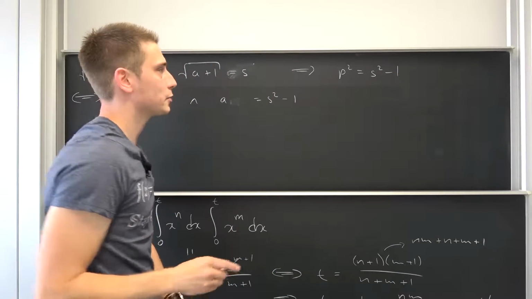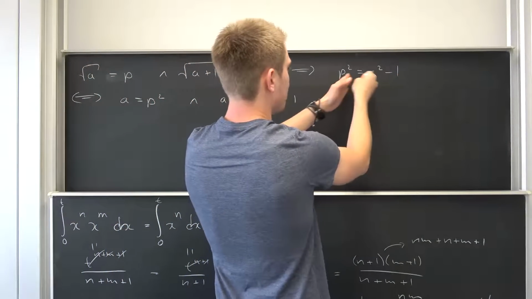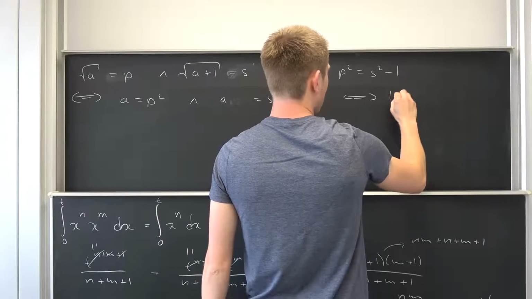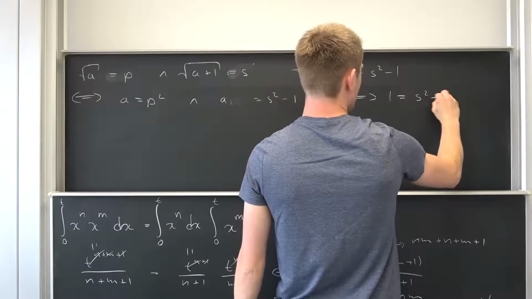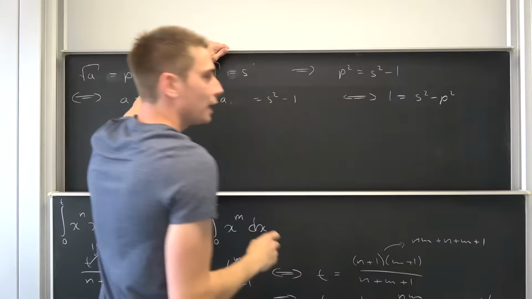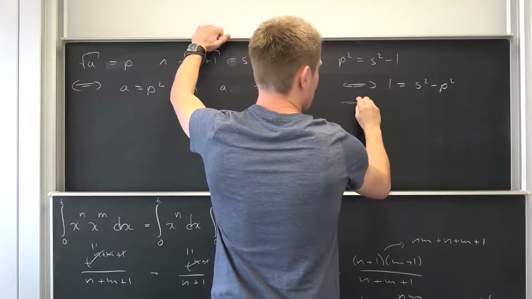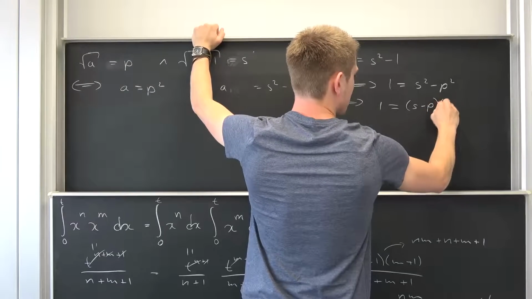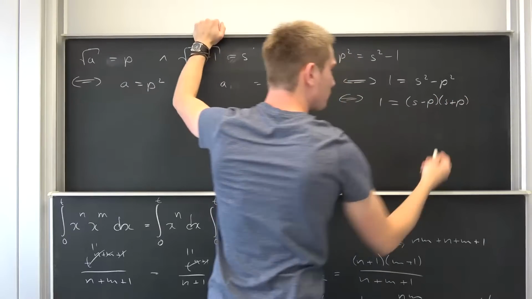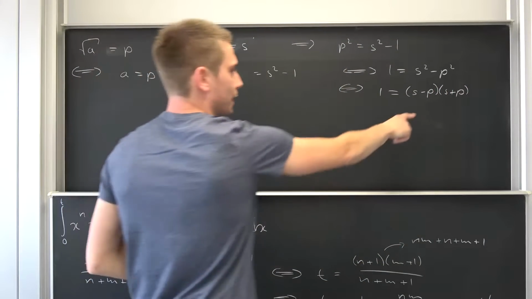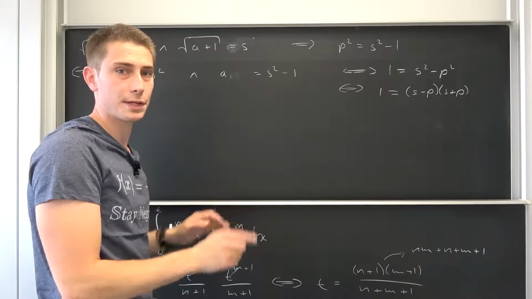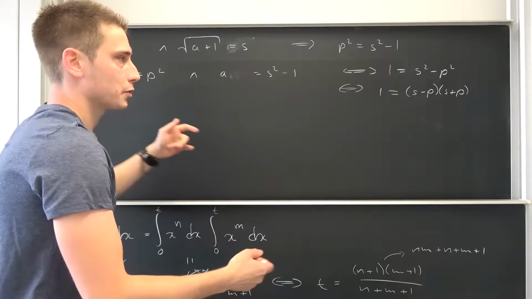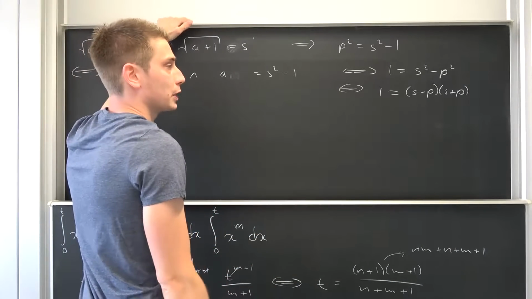And now here comes the really interesting part. We can subtract p squared on both sides and add 1 on both sides, resulting in 1 being nothing but s squared minus p squared. And this is the difference of two squares, resulting in 1 being s minus p times s plus p. Let us divide both sides by s minus p. We don't want it to be equal to 0, it does make sense. Other than that, we can divide by it.